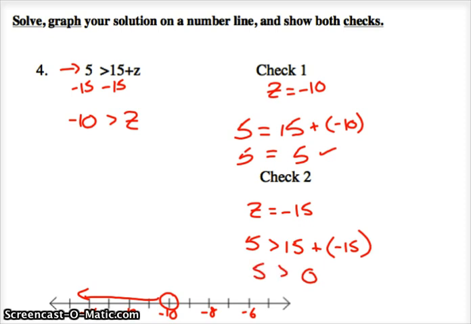So we're looking at 5 is greater than 0. Indeed, 5 is greater than 0. So that checks out as well. So our final answer would be z is less than negative 10.